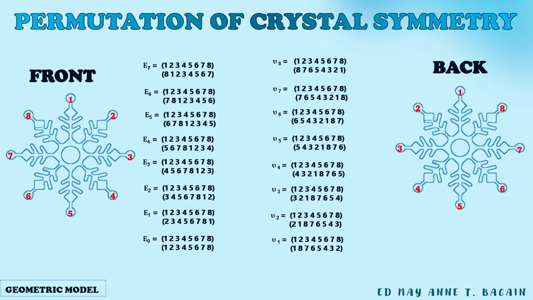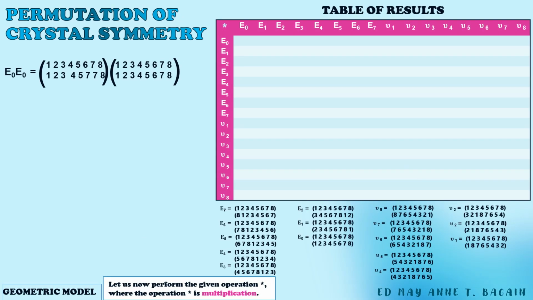Okay, so after knowing the permutation of this table, let us now perform the given operation, where the operation is multiplication. As we can see, we have here the permutation group operation table. So the two elements that we will be multiplying together will be seen here. As we can see, epsilon sub 0 star epsilon sub 0, because we will be doing the operation multiplication. We have do nothing times do nothing will still be do nothing. That is why the answer here.